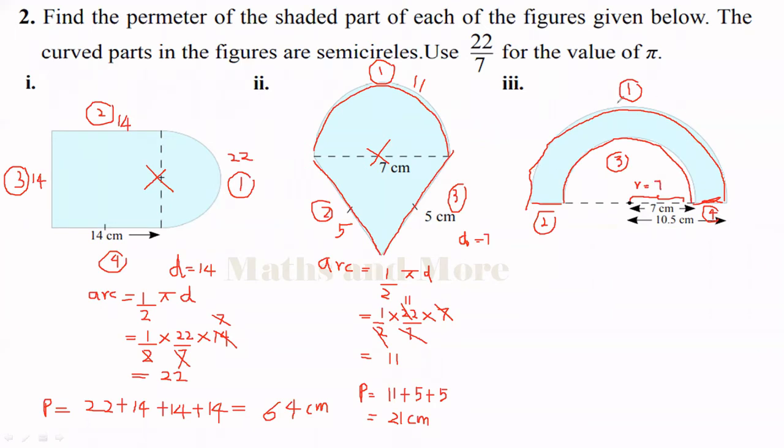But when you consider the bigger semicircle, that radius I will get as capital R. In the bigger semicircle, I will get the radius as capital R, 10.5. In the smaller semicircle, radius is 7. The bigger one, radius is 10.5. Now let's find the first one, first arc. First one, that means that arc.